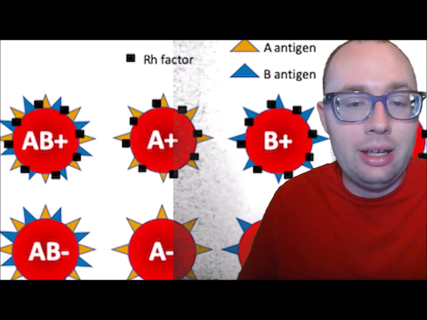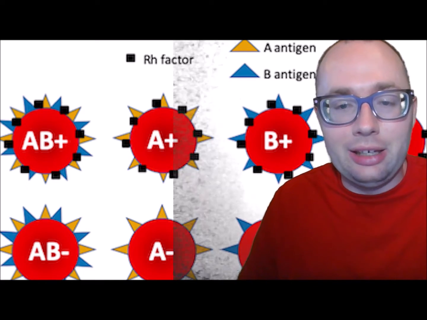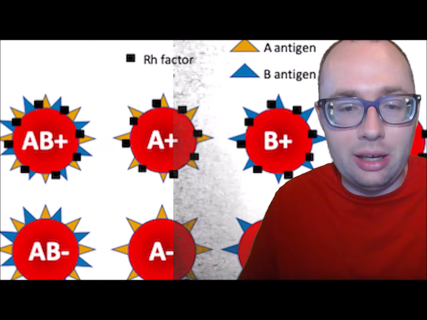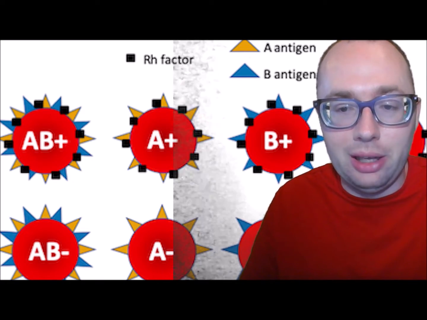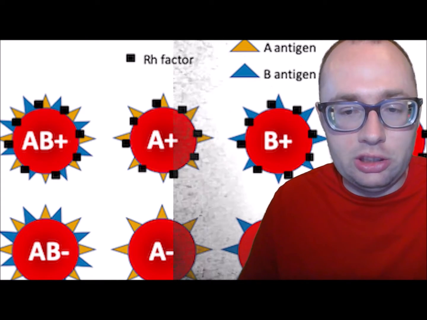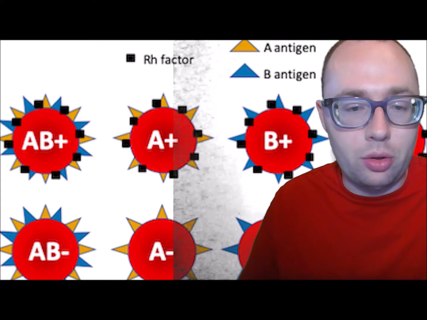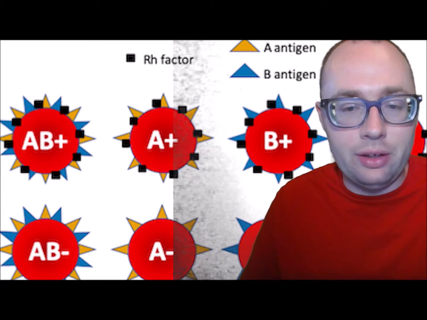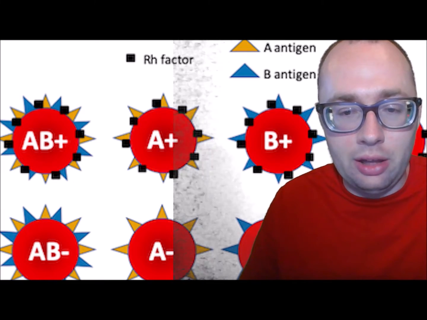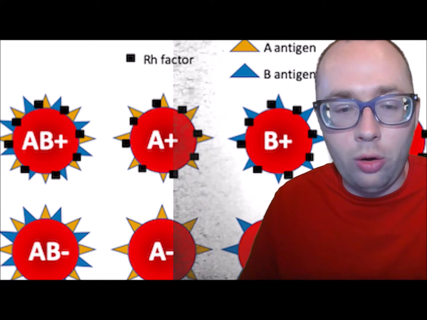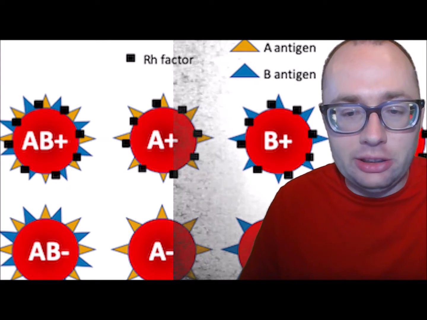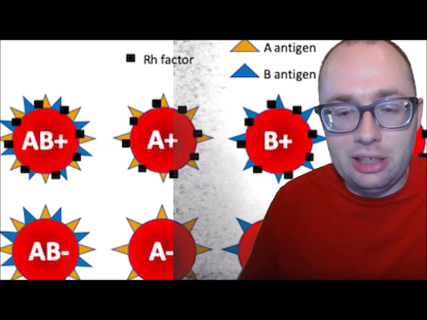Group A blood has A antigens and anti-B antibodies. That means that A blood carries antibodies against B blood. So if you have group A blood and you get a blood transfusion from someone with group B blood, you'll have an allergic reaction. People with type A blood can donate to other people with type A or people with type AB.